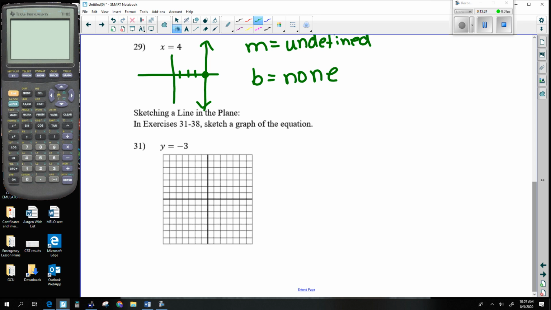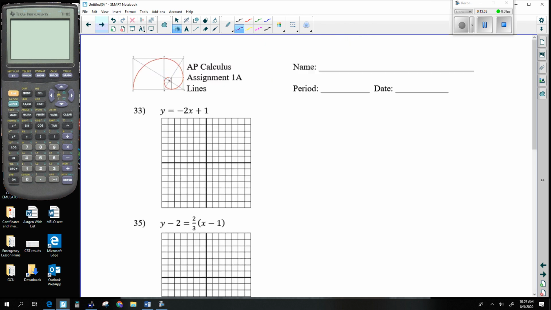Sketch the graph of the equation y is equal to -3. There it is. Y-intercept of 1. Rise of -2. Run 1.